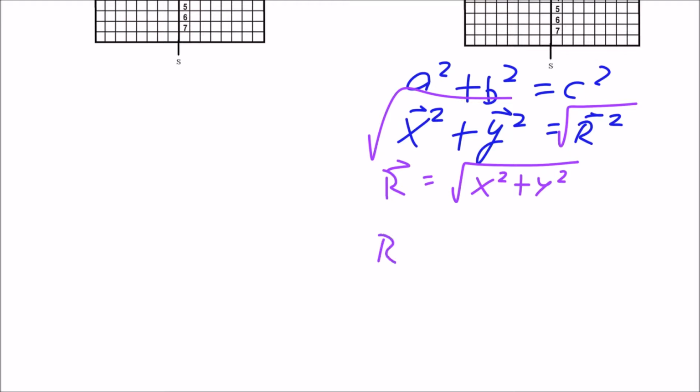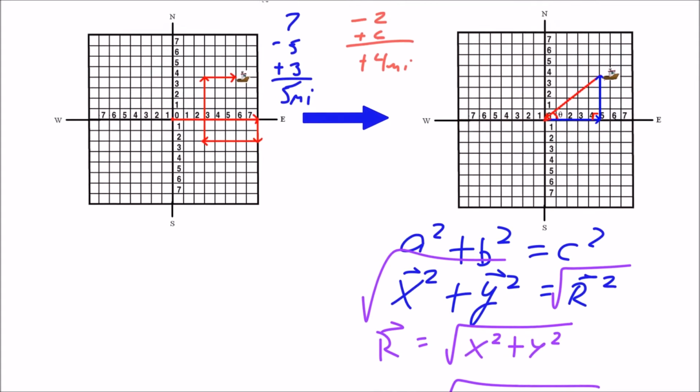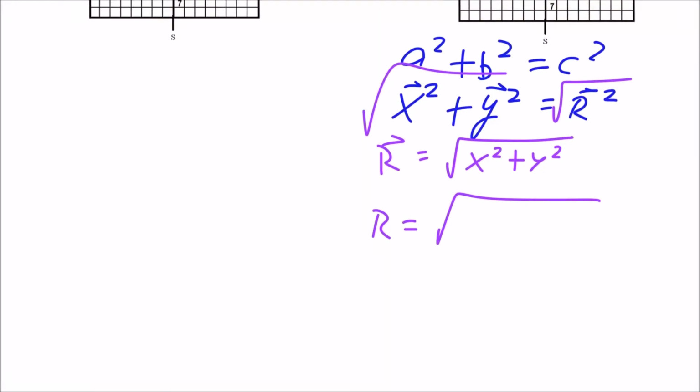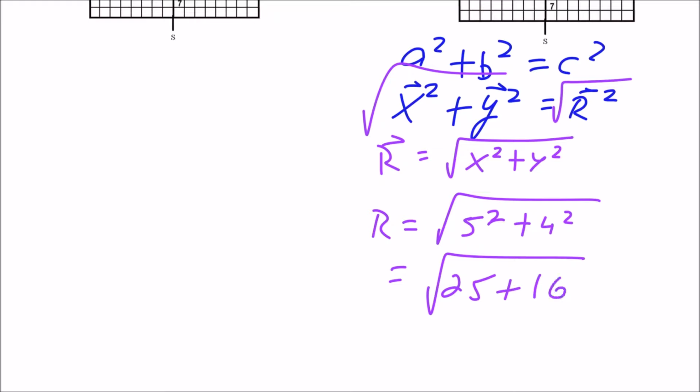So that's going to be the square root of, let's see here, our x piece is 5 and our y piece is 4. So 5 squared plus 4 squared. So the square root of 25 plus 16.